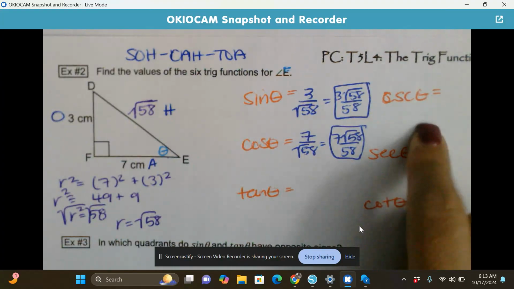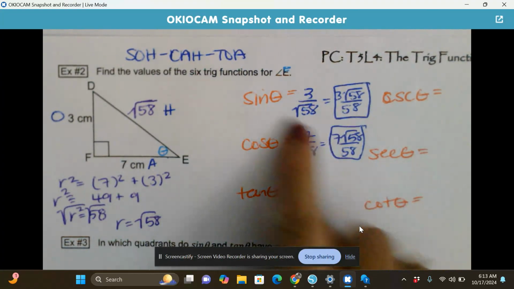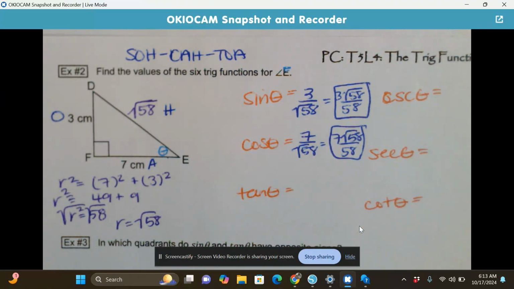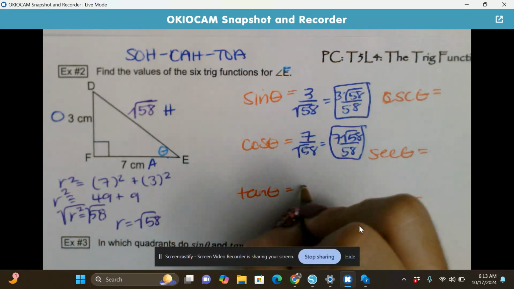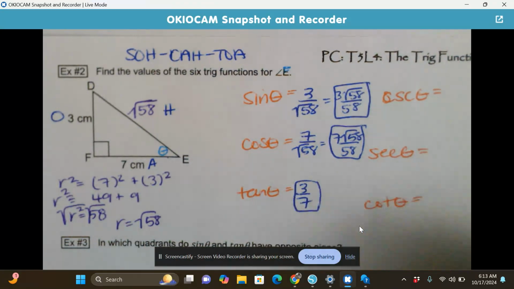Okay, now when I get over here, we'll talk about what's easier from here to here. All right, and then tangent is going to be opposite over adjacent. So that is 3 over 7. No simplifying to do there.